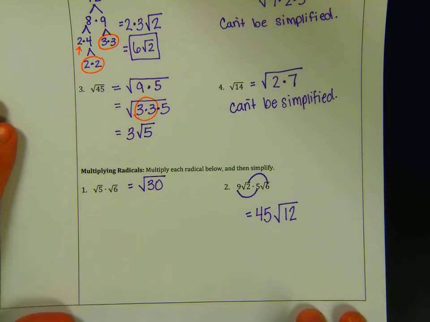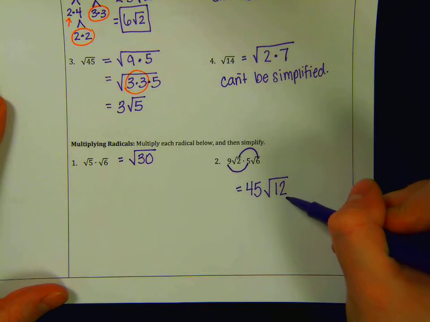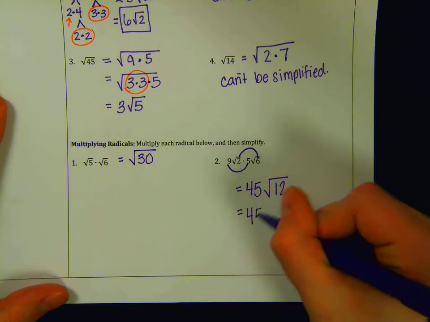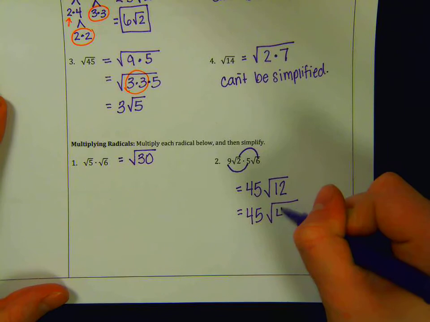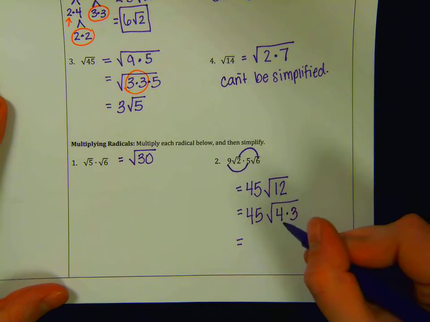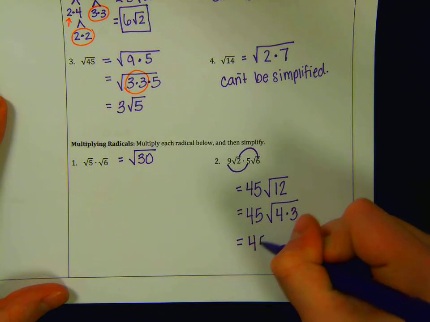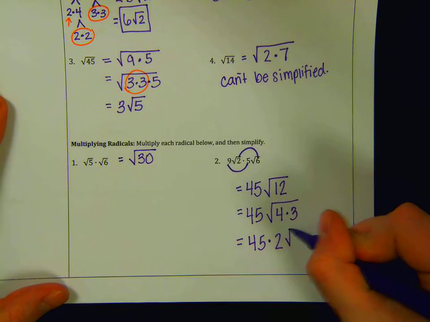Now there are situations, like number 2, for example, where you can simplify it a little bit further, which is why it says then simplify. So I'm going to write the 45 out in front again, but 12, I can rewrite that as 4 times 3. What's the square root of 4? 2. So we have 45 times 2, because that comes out now, radical 3.